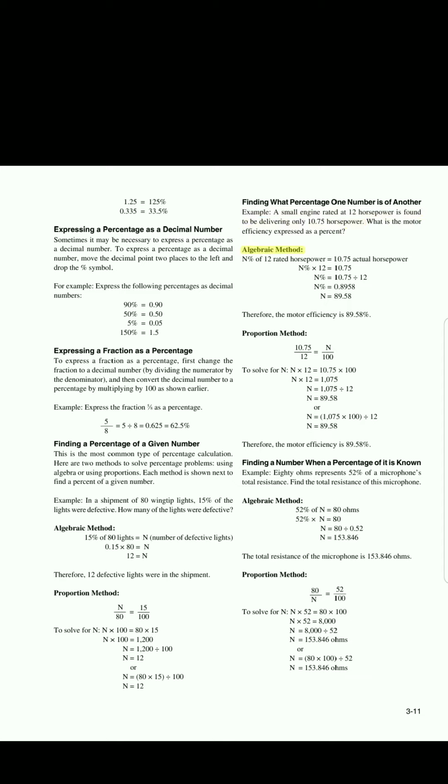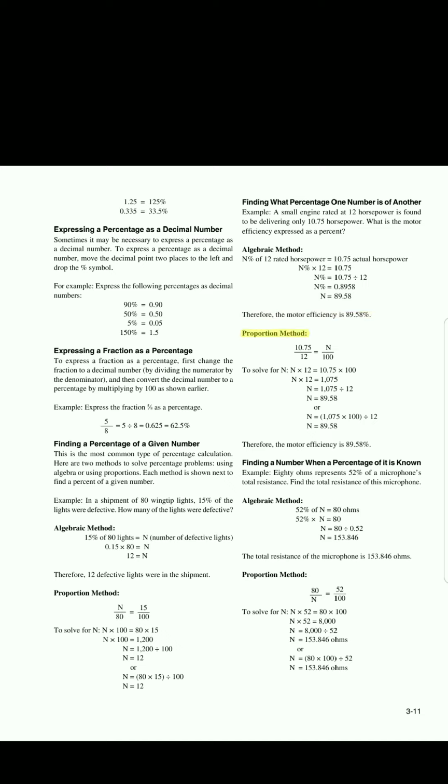Algebraic method. n% of 12 rated horsepower equals 10.75 actual horsepower. n% times 12 equals 10.75. n% equals 10.75 divided by 12. n% equals 0.8958. n equals 89.58. Therefore, the motor efficiency is 89.58%.